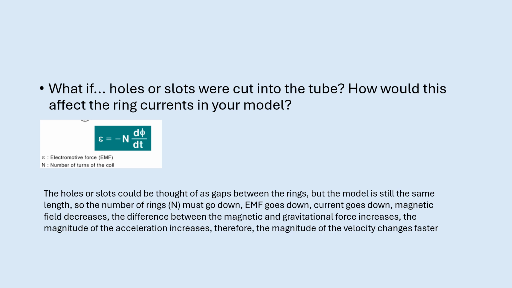EMF goes down, current goes down, magnetic field decreases. The difference between the magnetic and gravitational force increases. The magnitude of the acceleration increases. Therefore, the magnitude of the velocity is going to be changing faster.